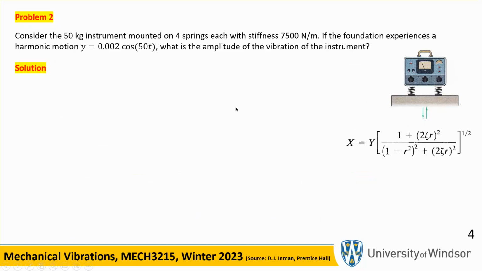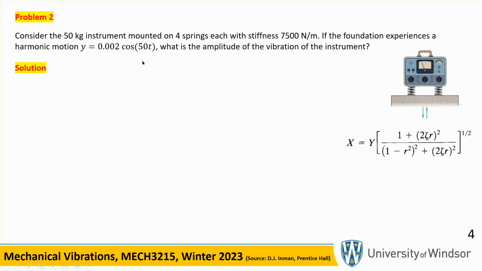Okay. Second problem. We have a 50 kilogram instrument. It's mounted on 4 springs. Each spring's stiffness is given. If the foundation experiences a harmonic motion, so this is a base excitation problem where the motion of the base or the ground is given as this, y of t equal to that. What is the amplitude of vibration of the instrument? So this number in front of cosine is big Y.